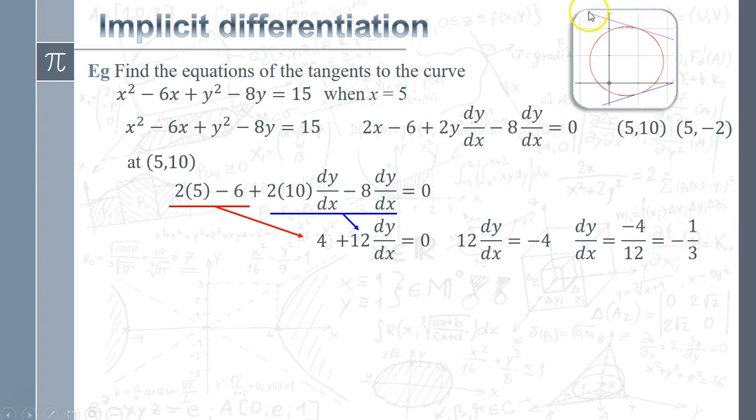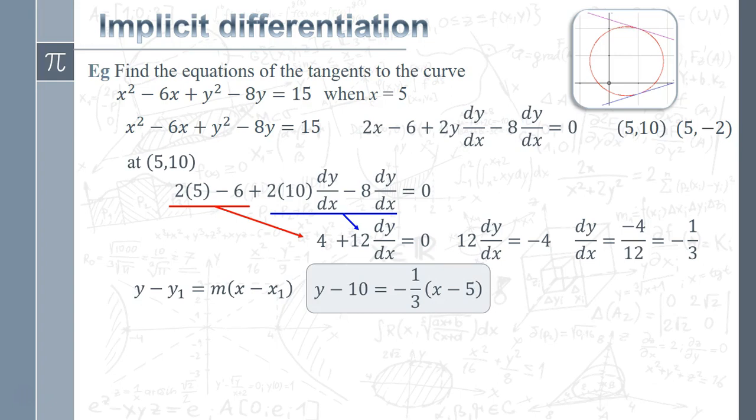We want the equation of the tangent. This one here: the gradient is minus 1/3 at the point (5, 10). y minus y1 equals m(x minus x1). It doesn't tell us how we should be writing the equation, so we can just bang the numbers in, and there you go. There's our equation of the tangent.